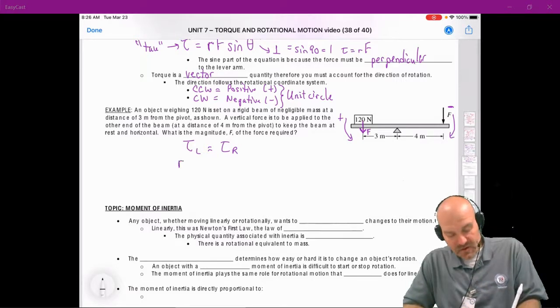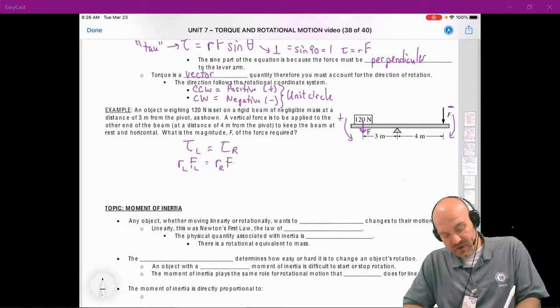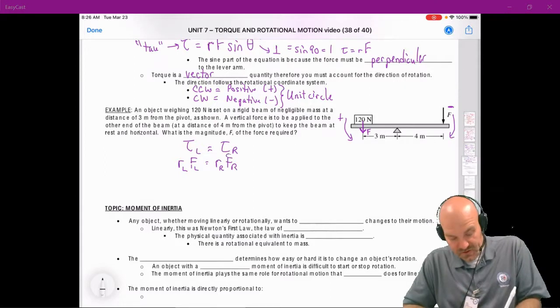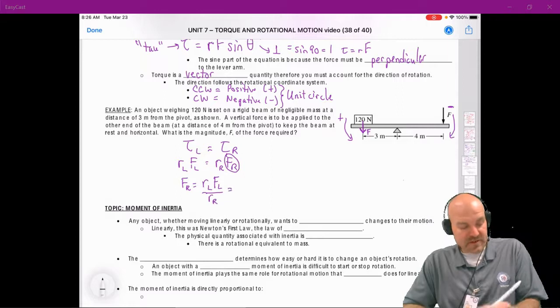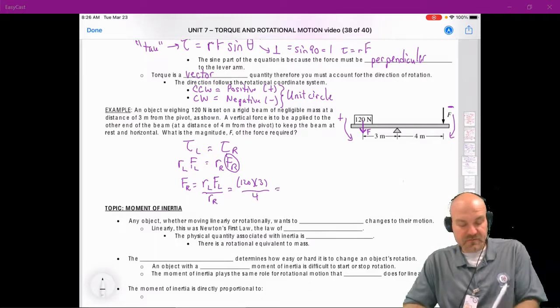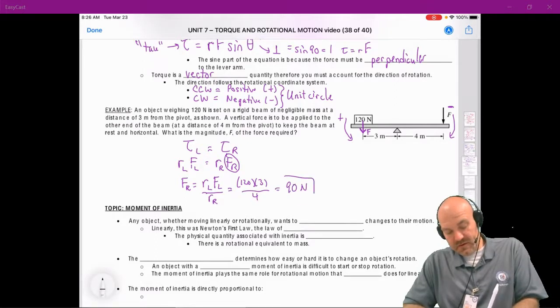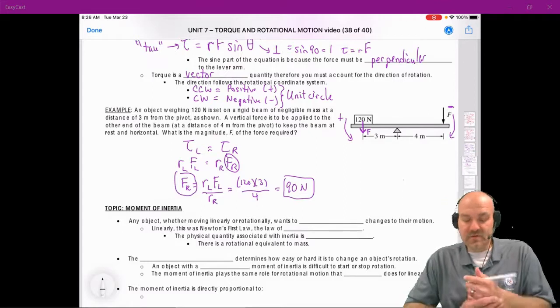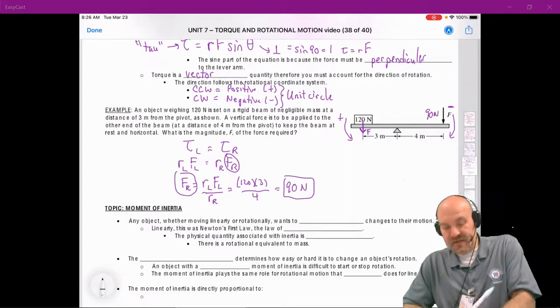And so I'm going to say lever arm left times force left equals lever arm right times force right. Okay, and I'm going to solve for FR. So FR is RL times FL over RR. And now I can just plug in numbers. So I get 120 times 3 over 4. That's 360 over 4, which is going to be 90 newtons. So I would need to apply 90 newtons to keep this in balance.